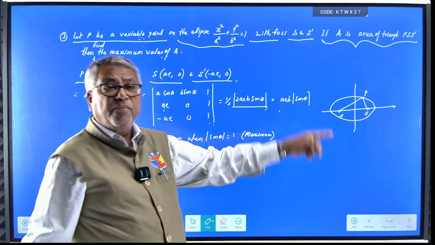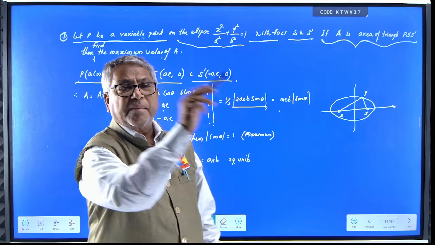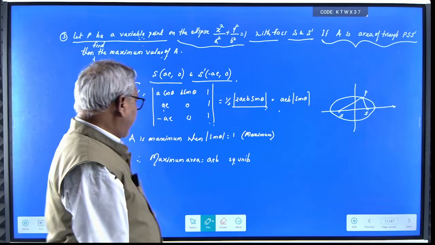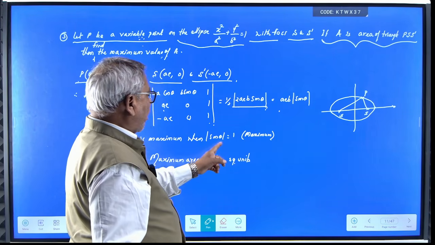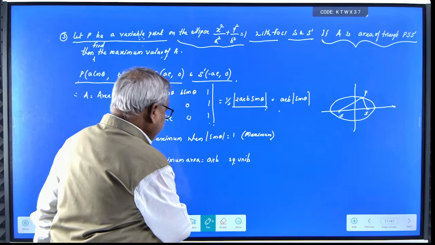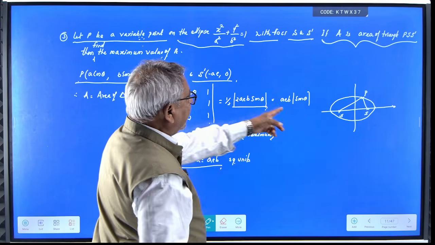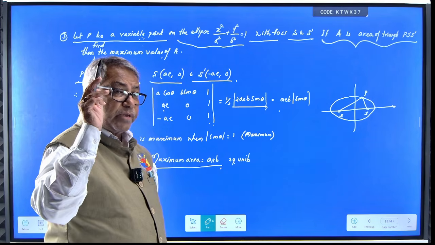It is a maximum when sin theta is maximum. What is the maximum value of sin theta? It is 1. So A is a maximum when mod sin theta is equal to 1. So the maximum area becomes aeb, because the maximum value of sin theta is 1.